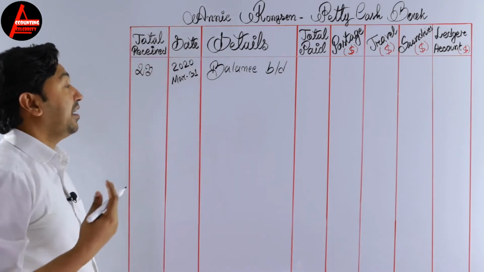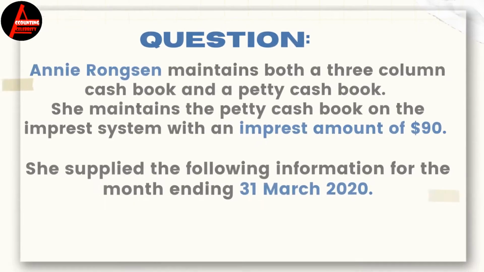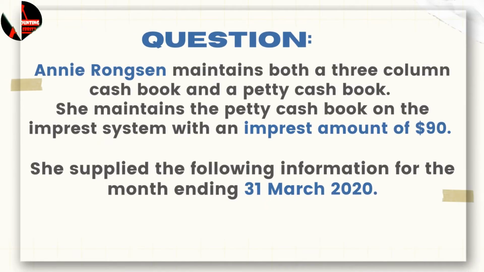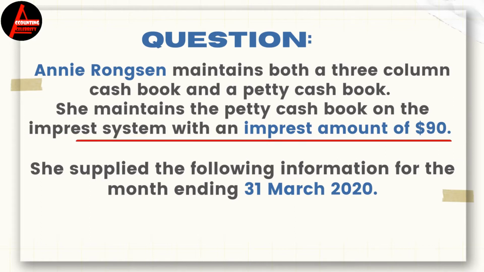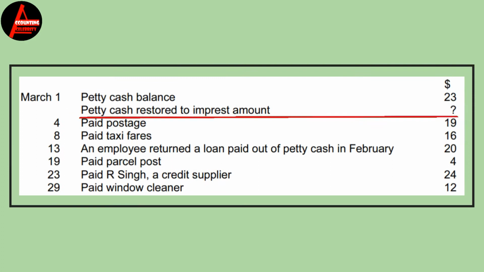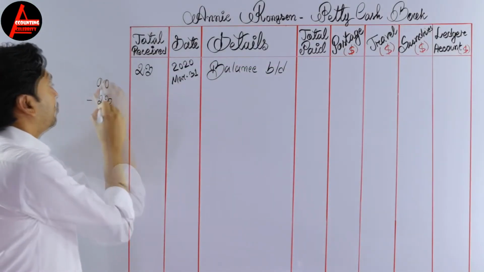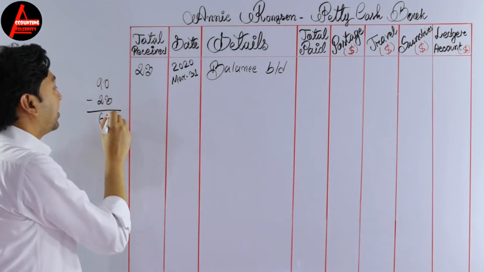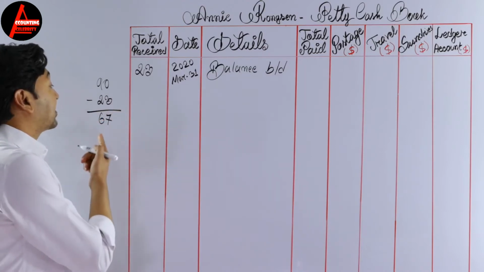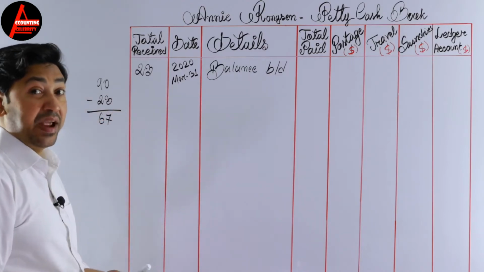Then here in the question we have the imprest amount. Look at the question once again. It is written that the imprest amount is $90. So the petty cash to be restored to the imprest amount is a question mark. How much will we restore? 90 minus 23 is 67. The petty cashier will receive this $67 from the main cashier.